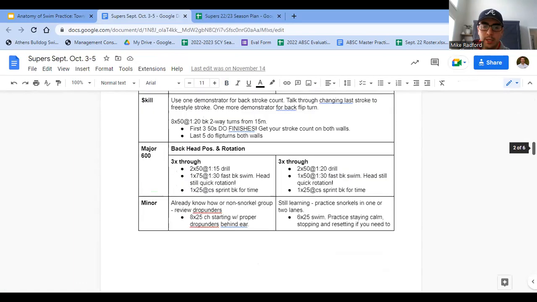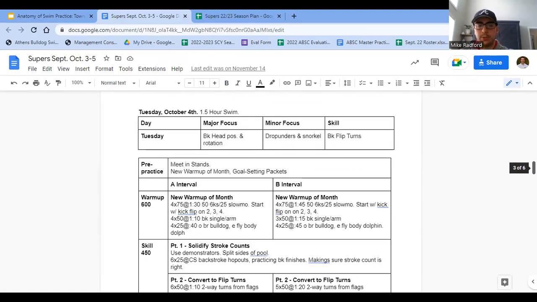And let's look at Tuesday. They're at Ramsey on Tuesday. So you see the major focus that day was backstroke head position and rotation. The minor focus was I was teaching them how to use a snorkel, and I was teaching them drop unders, which is an important part. This is the installation part of it, right? How you start a swim. You drop under off the wall and go. It's actually the beginnings of how you teach turns, open turns. And then their skill focus was backstroke flip turns.